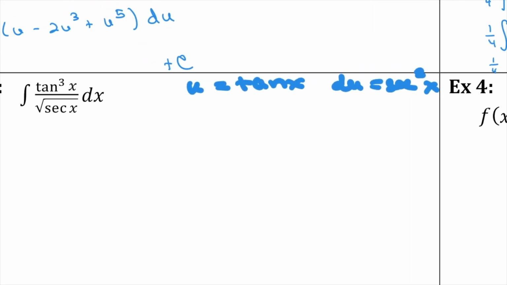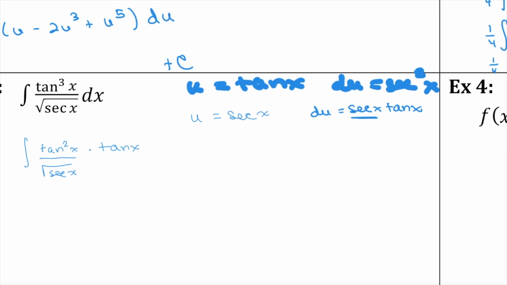What if we were to let u equal our secant x? Then du would need to be equal to the secant x tangent x. All right, so this looks tricky. Let's do some clever algebra. We know that our tangent cubed can be rewritten as tangent squared x times tangent x. There we go. And we have our square root of secant in the denominator. It would be so lovely if I had that extra secant in the numerator.